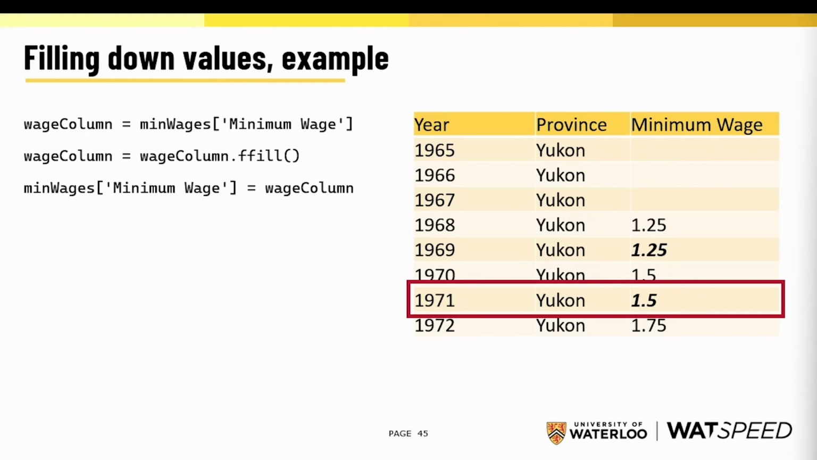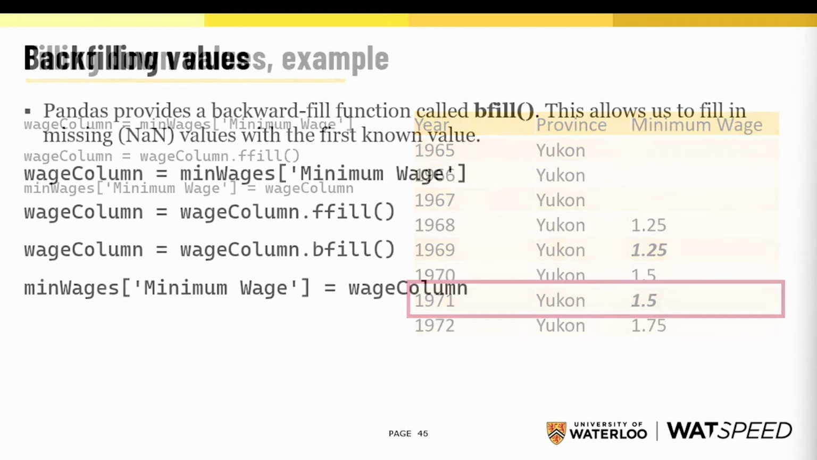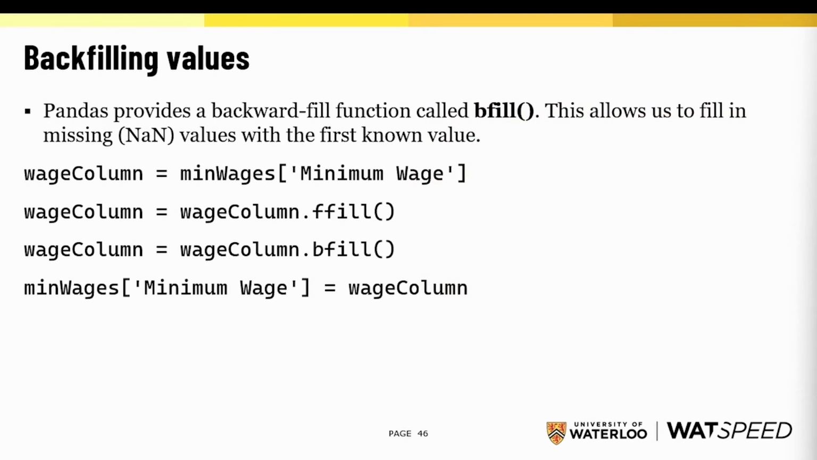Well, that's all well and good that we can forward fill, but we still have an issue. 1965, 66, and 67 do not have a value for minimum wage. Well, in this case, we can make, let's say, a reasonable judgment call and say, $1.25, let's backfill 1965, 66, and 67 with this value of $1.25. We're making a judgment call for sure. It would most likely be better to go back and see if you can find those minimum wages. But in this case, we'll make a judgment call.